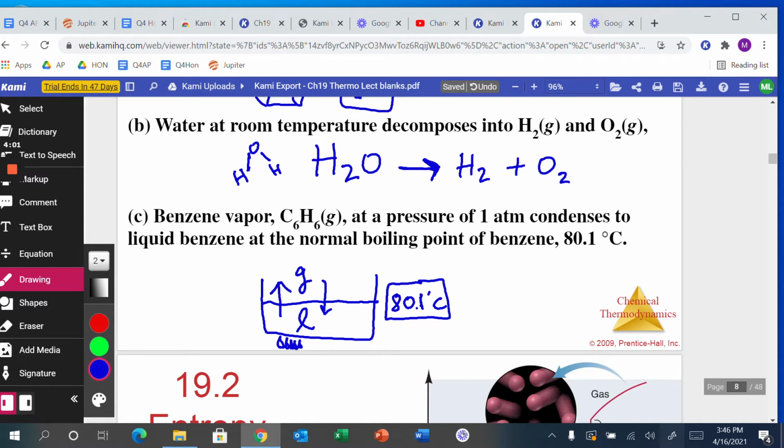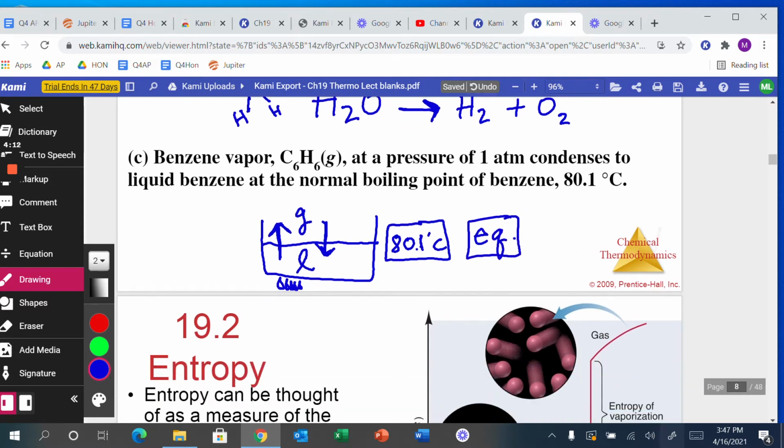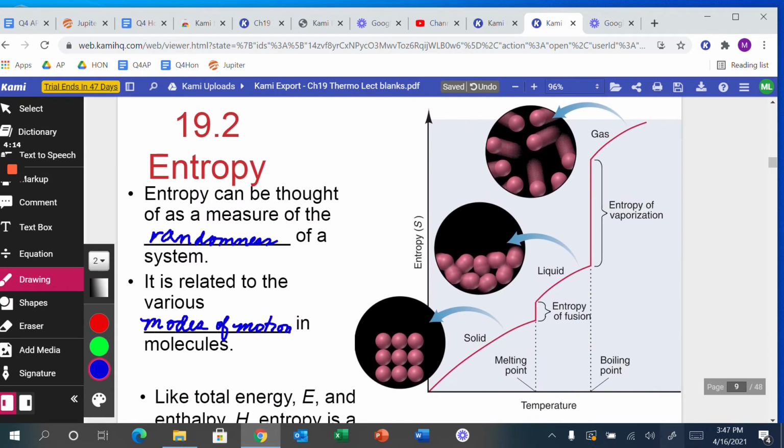Because at that temperature, you're at equilibrium, because the liquid will go up to gas and the gas will go down to a liquid. You are at equilibrium. Okay, so this system is at equilibrium. Okay, so what is entropy?